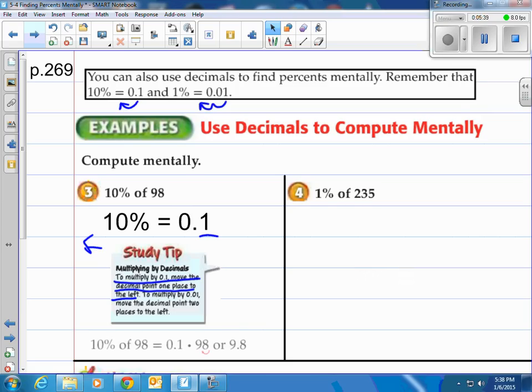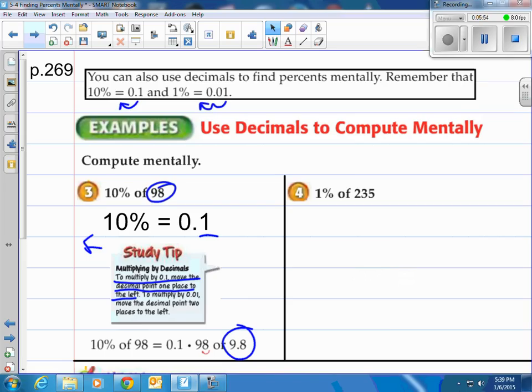So for instance, 10% of 98, well, 10% is 0.1, and this is one decimal spot we're going to move. So that's what it says here. When you're multiplying by 0.1, move the decimal one place to the left. So remember, we're going to the left on this. When we do that, check it out. We're literally just taking 98, moving the decimal over one spot. It's 9.8. So memorize that. Anytime you multiply by 10%, you just move the decimal point over one spot to the left.